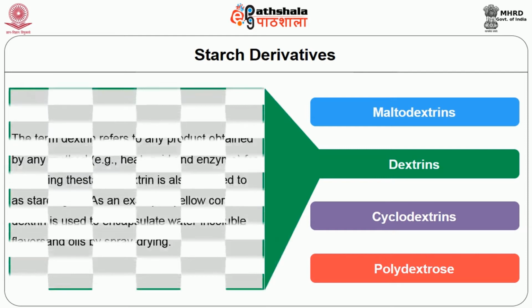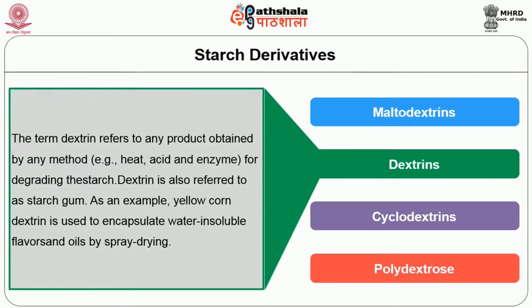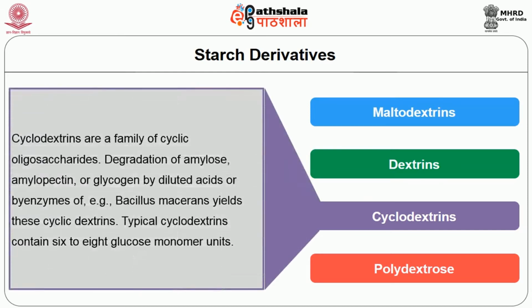The most common dextrins refer to any product obtained by any method, like heat, acid and enzyme, for degrading the starch. Dextrin is also referred to as starch gum. As an example, as we all know, yellow corn dextrin is used to encapsulate water insoluble flavors and oils by spray drying. The more recent group of compounds is the cyclodextrins, which are a family of cyclic oligosaccharides.